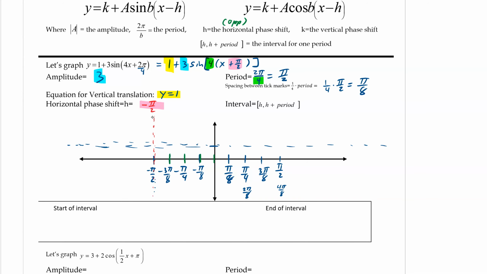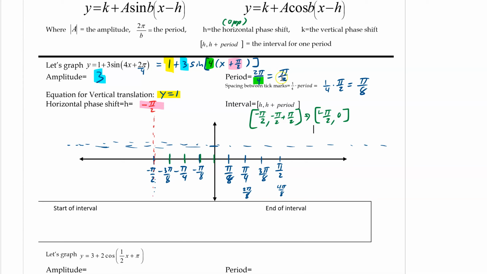So we're going to go from negative pi over 2, right? And then from negative pi over 2 plus our period, which gives us negative pi over 2, comma 0, which matches perfectly with what we want. We want negative pi over 2 to 0.